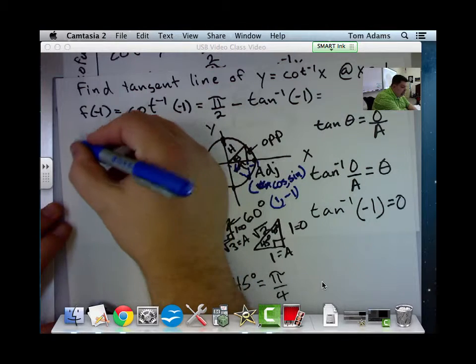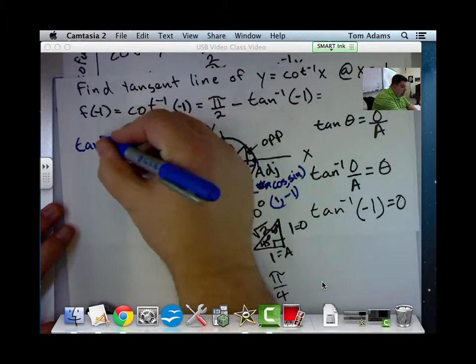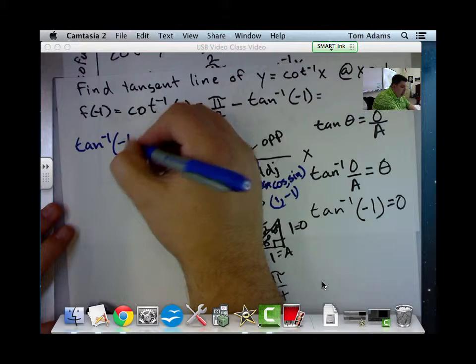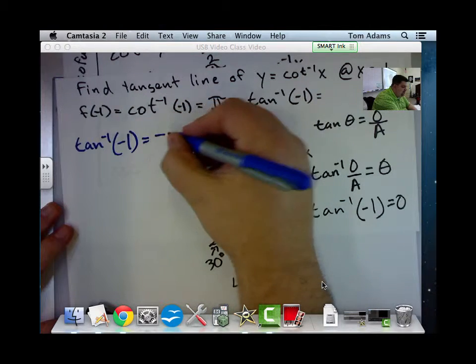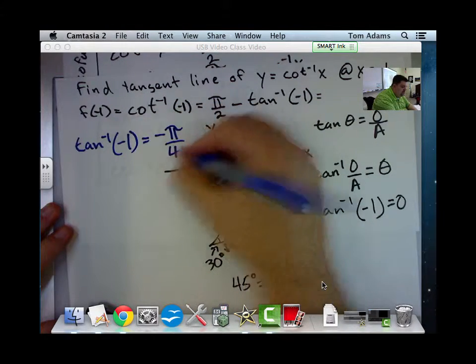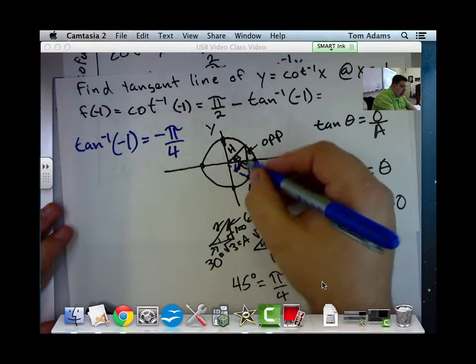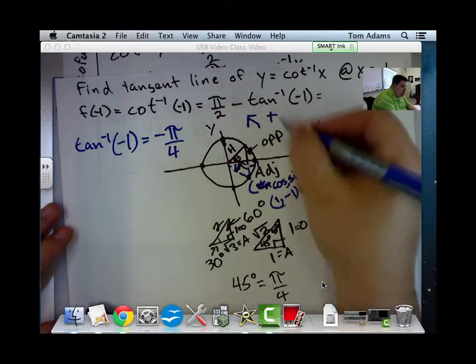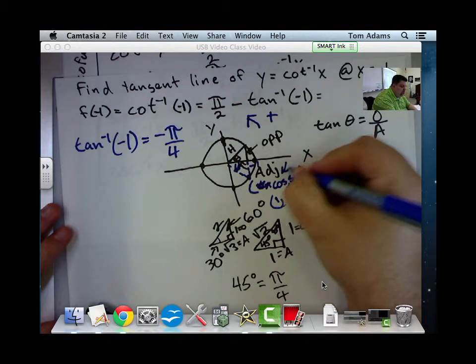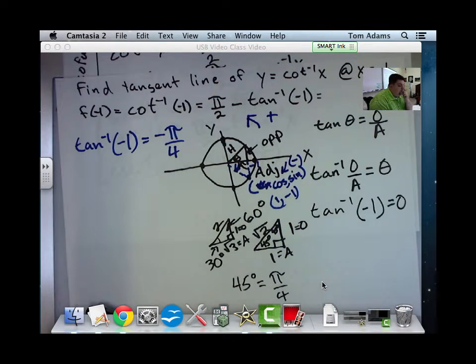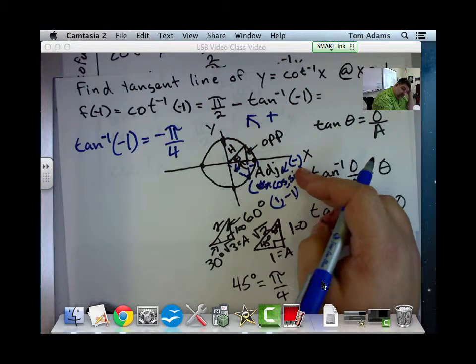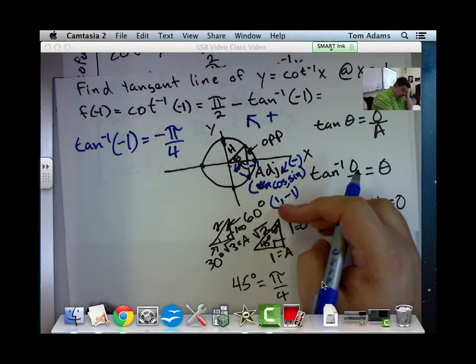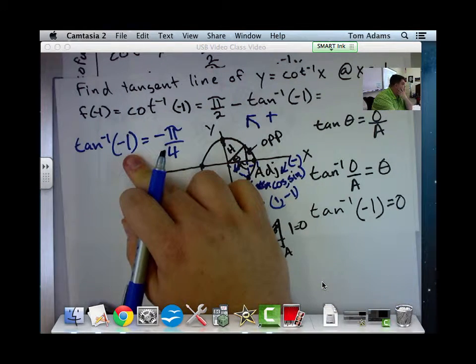So basically, tangent inverse of -1 is minus pi over 4. Because I have to sweep around pi over 4 in the negative direction. Remember, if we sweep around this way, that's the positive direction. Well, if we sweep around this way, that's the negative direction. Well, if I sweep around pi over 4, I'll get sine -1 over cosine 1. -1. You guys see that?